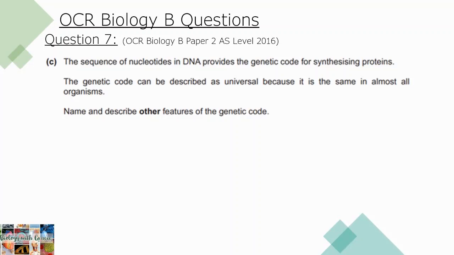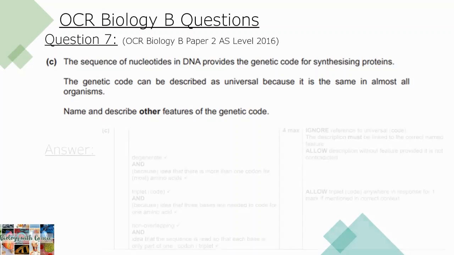So the first one is obviously the triplet code. So we know that a sequence of 3 bases codes for 1 amino acid. And also we've talked about how the genetic code is degenerate, and I haven't explicitly said that this is what it's called, but basically that means that there is more than one codon that codes for a single amino acid.